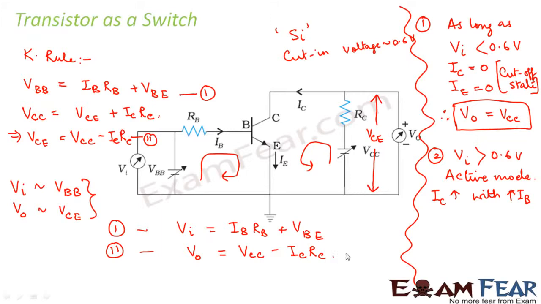Now as collector current increases, from equation 2 you can see that if your IC increases, that means a greater value is getting subtracted from VCC. Therefore, your V0 will decrease. So V0 will decrease linearly with increase in VI. That means as the input voltage increases, the output voltage will decrease, right? In the active mode.